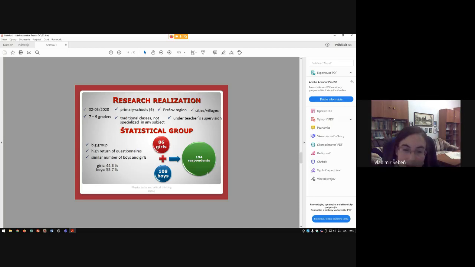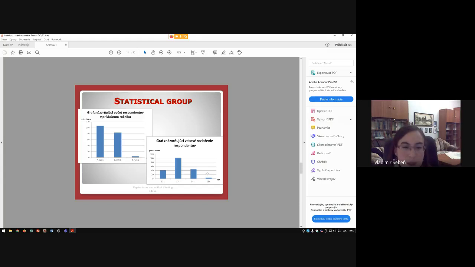We were able to get a statistical group of 194 respondents, of which 86 were girls and 108 were boys. As you can see, it is very similar as it comes to percentage. On this picture, you can see some other information about the statistical group. Most students attended 7th grade of primary school. They were more than 100, and as it comes to their age, they were mainly 13 years old.